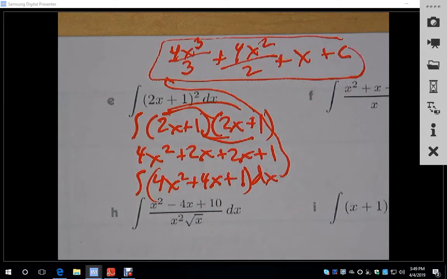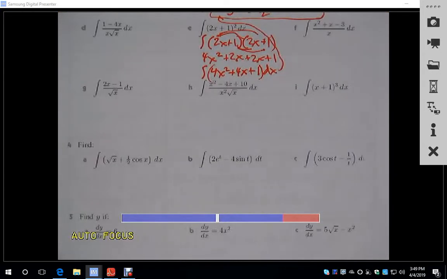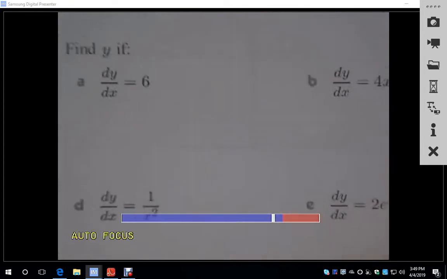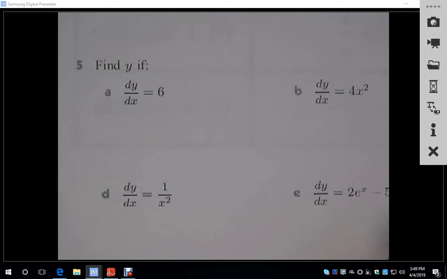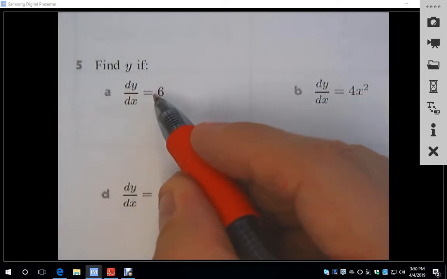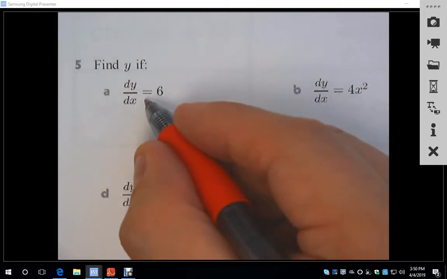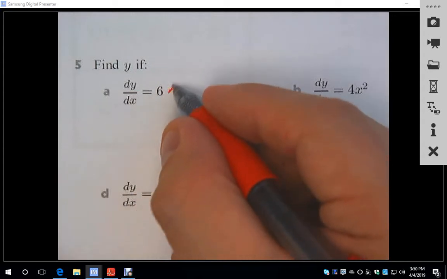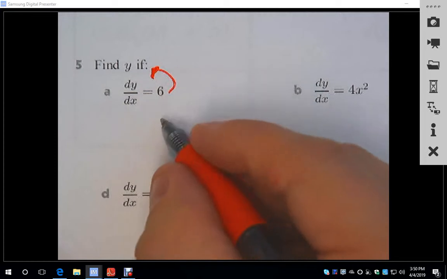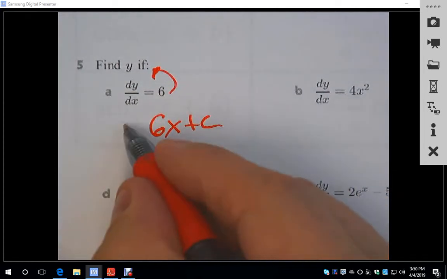I would suggest again that you pause the video and do as many of these as you can. I'm going to just do a couple of these. So number 5 says, find y if the derivative of our function is 6. If we want to find our y value then we're just going to take the integral. To go back to our function, when we're given the derivative, we just take the integral. So I have 6 times x, and then plus c, because something was lost, right? That's my y value.